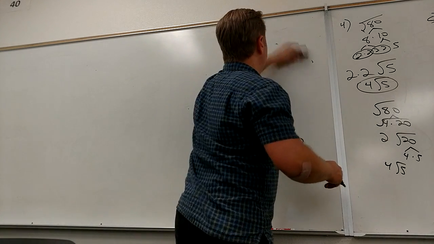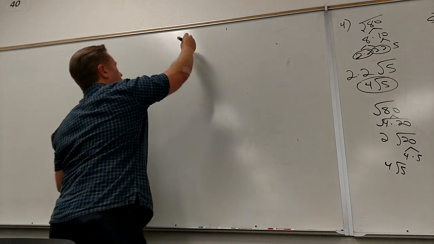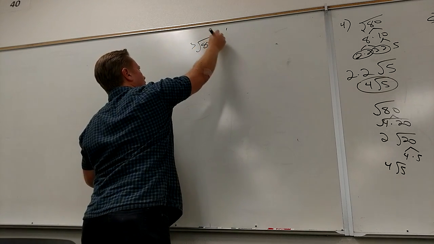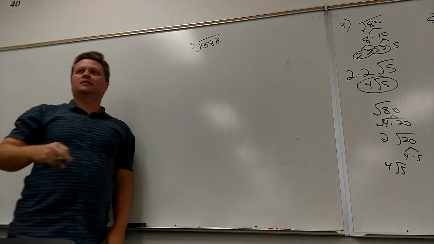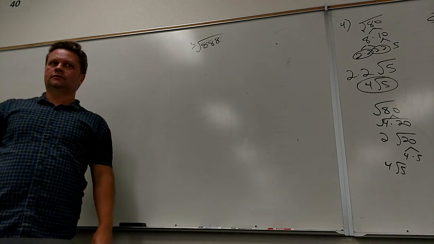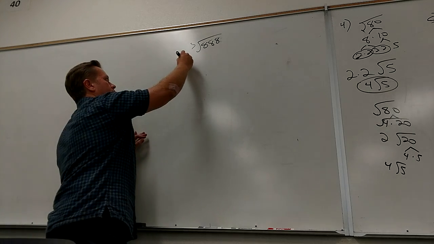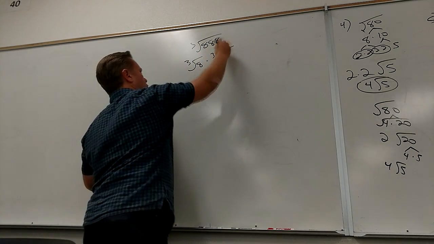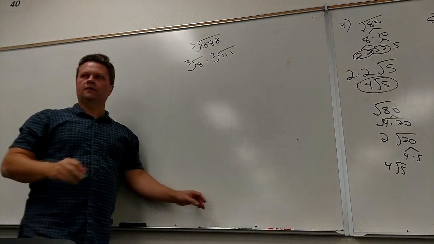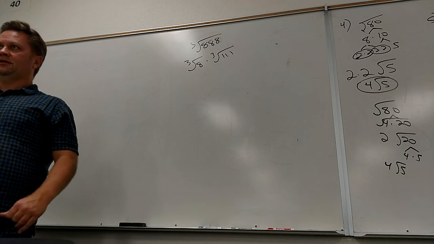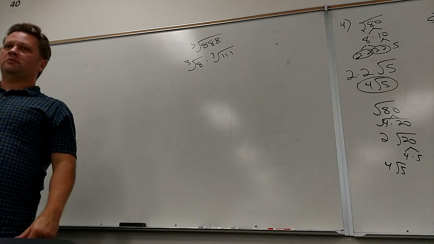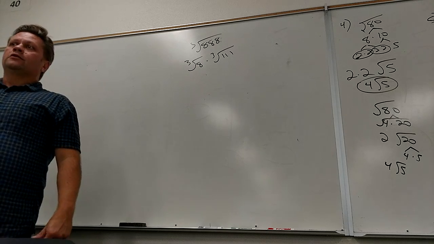Let's see where we're at. 9. What was 9? 88? Oh, yeah. I like this one. What obviously goes into 888? 8. This is the cube root of 8 times the cube root of 111. Now, 111 is interesting. Can anyone tell me a number that goes into 111? 1 plus 1 plus 1 is? So 3 goes into it.